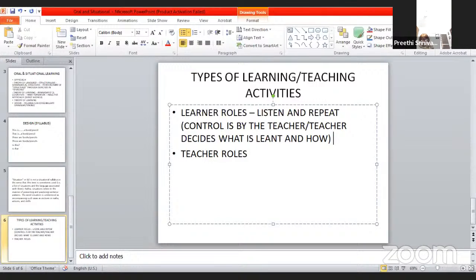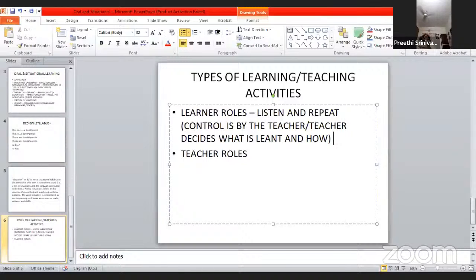So it is just a series of commands. The teacher says, do this, do that, bring the pen. So how does the teacher check the comprehension? Can you bring me a pen? The student will bring a pen, right? The teacher doesn't give the student an opportunity to express what he wants in his own way.